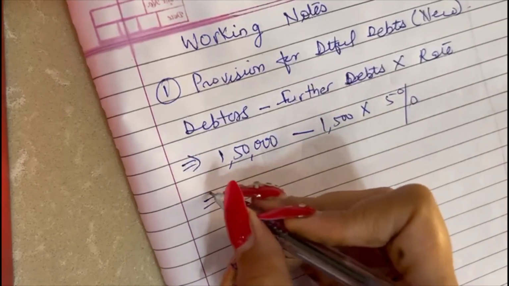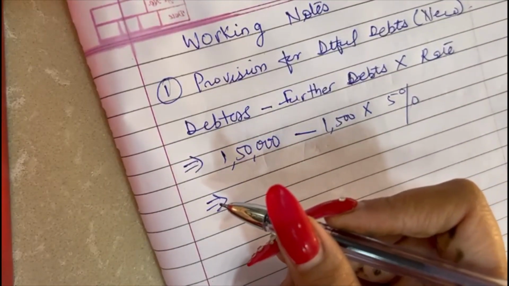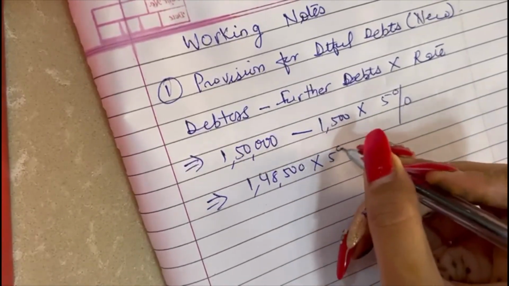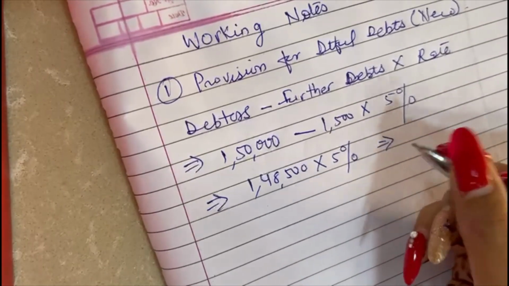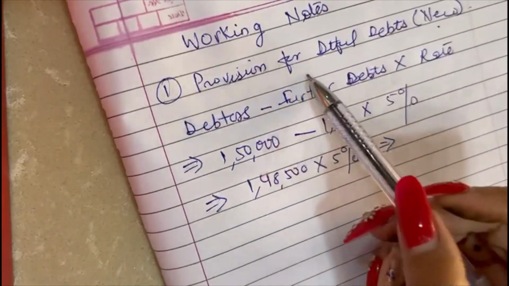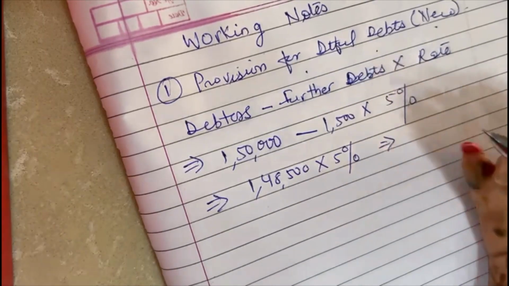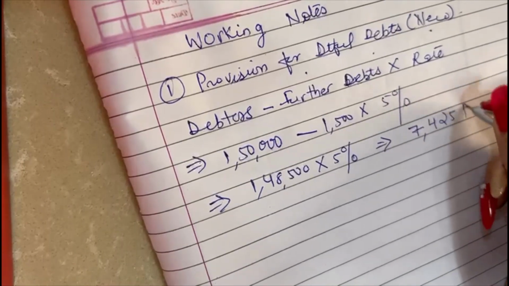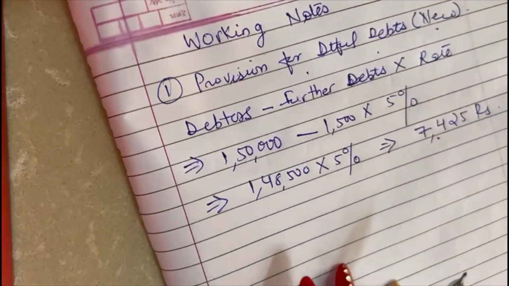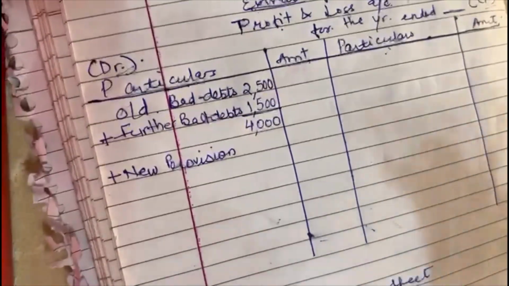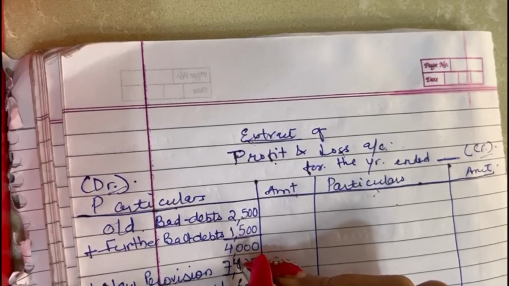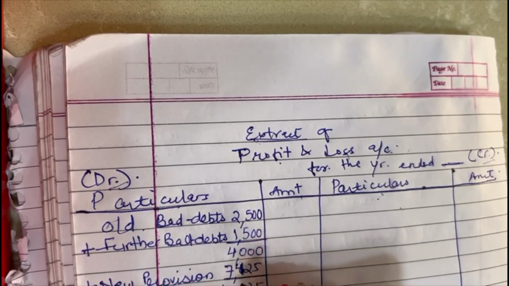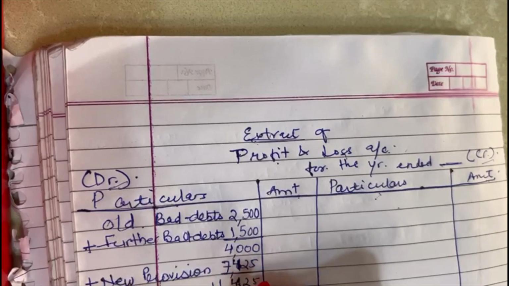debts. So 1,50,000 minus 1,500 is equal to 1,48,500 and we will calculate 5% of this. Now this will be new provision for doubtful debts and हमारा answer आता है 7,425. Now this will go here as new provision 7,425. Now we can add 7,425 to 4,000 and we get 11,425.